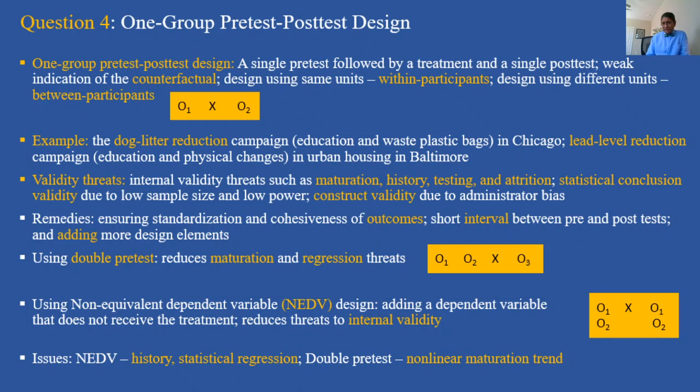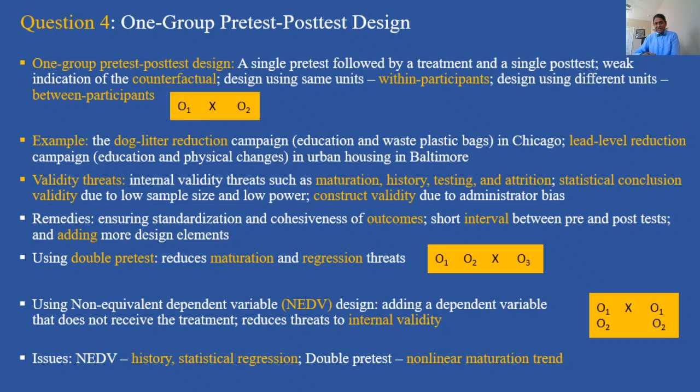A better example, again given in the book, is the lead reduction campaign that was undertaken in Baltimore in the urban housing units, which included again education, but also physical intervention, structural changes in the units. And there it was seen a good, dramatic reduction in the lead content in the urban housing units. And this was basically due to the physical intervention that was undertaken.